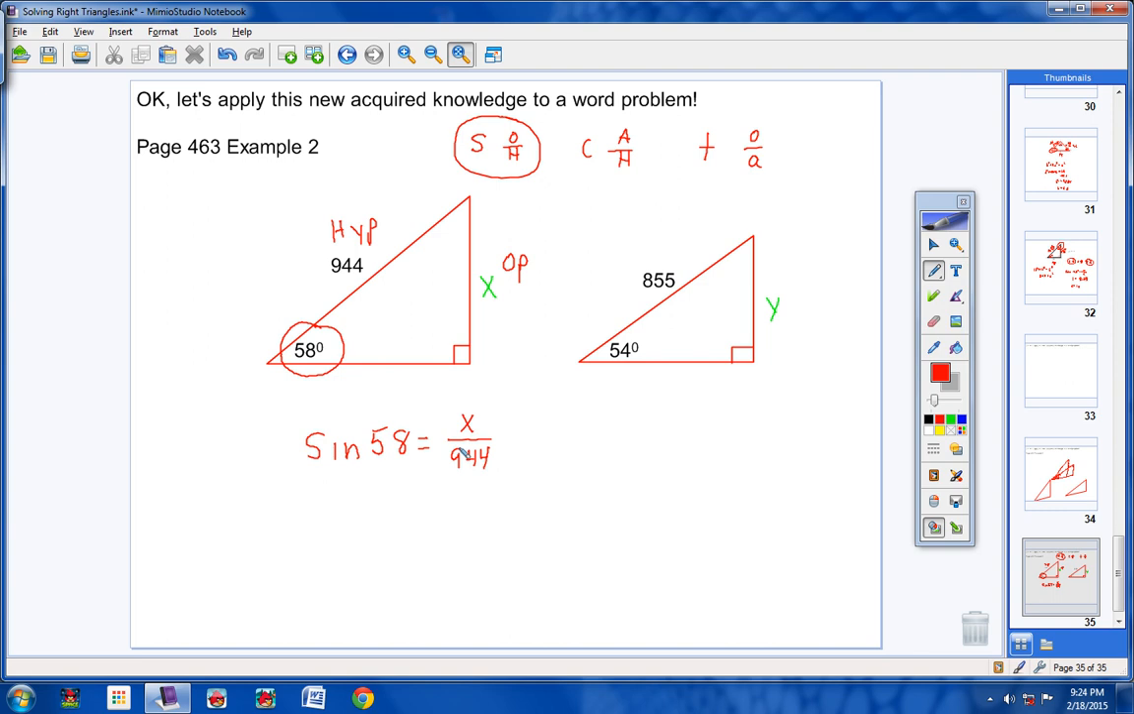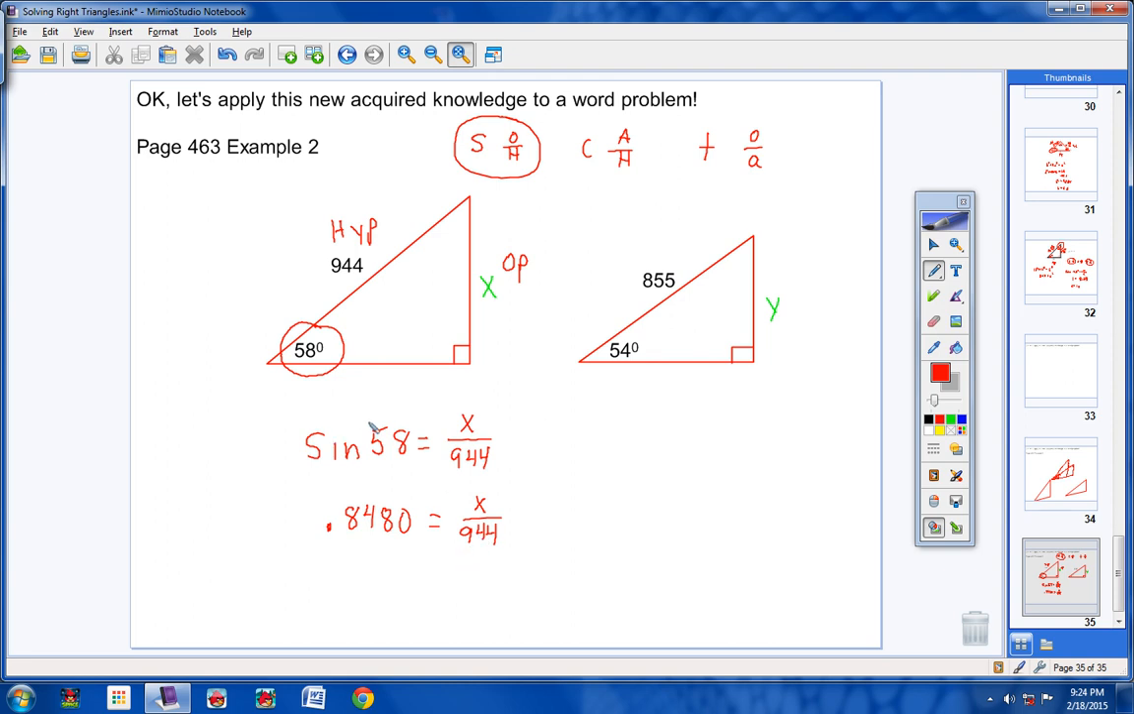Now remember, the sine of 58 is just a number, okay? It's nothing more than a number. So sine of 58 is 0.8480480962. So the sine of 58 is 0.8480 equals x over 944.